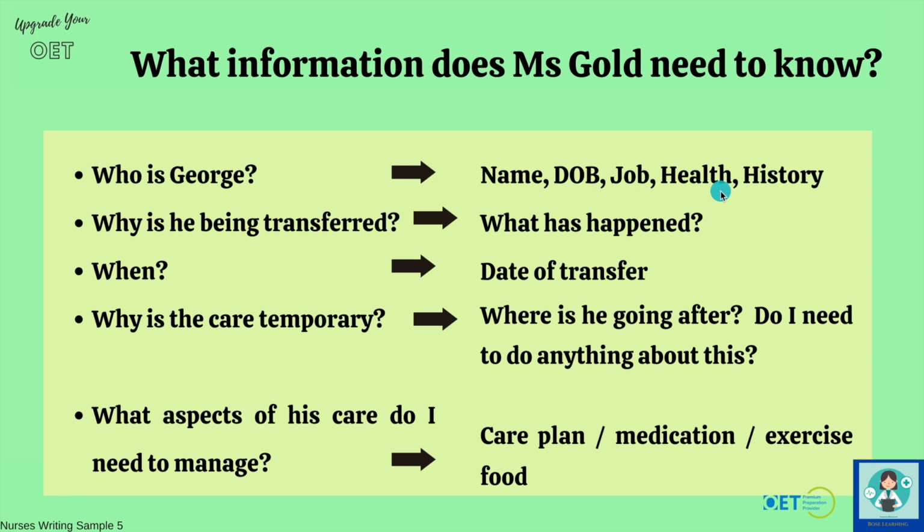Of course, Ms. Gold will need to know about his health. Is he in good health? Is he in poor health? What are his health requirements? And does he have any particular medical history that Miss Gold needs to know about? So, because she doesn't know him, she'll need to know all this information. Name, date of birth is standard, job as well is standard, but health and history, because she doesn't know him, you'll need to include this.